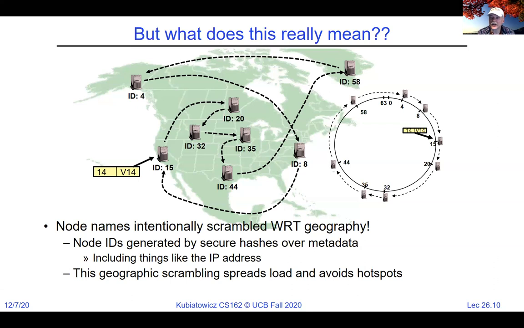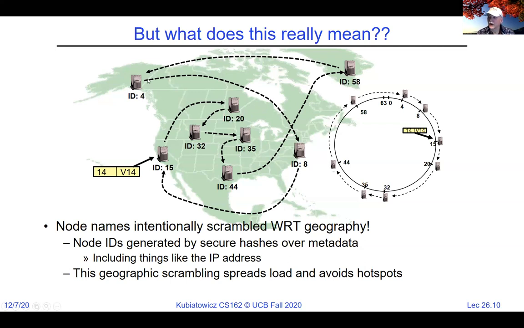Okay, and the reason it's good is because it means that no particular part of the world might be a hotspot. Unfortunately, it also means that we don't have the most local of lookups, because if we start at node 4, it'd be nice if we could just go down to 15 and back.